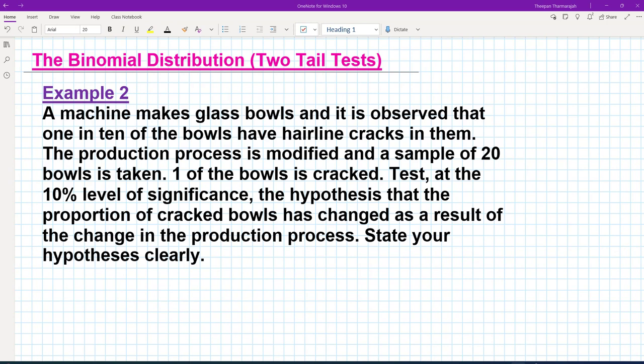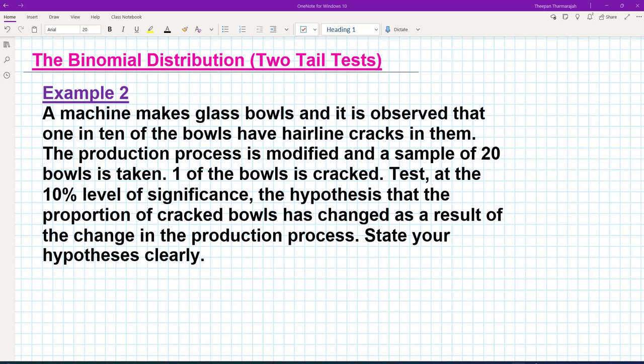Here's a question for you to try. You can pause the video, and when you're done, I will go through my worked solution. Okay, welcome back. So this question states, a machine makes glass bowls, and it is observed that 1 in 10 of the bowls have a hairline crack in them. The production process is modified, and a sample of 20 bowls is taken. One of the bowls is cracked. Test at the 10% level of significance the hypothesis that the proportion of cracked bowls has changed as a result of the change in the production process.